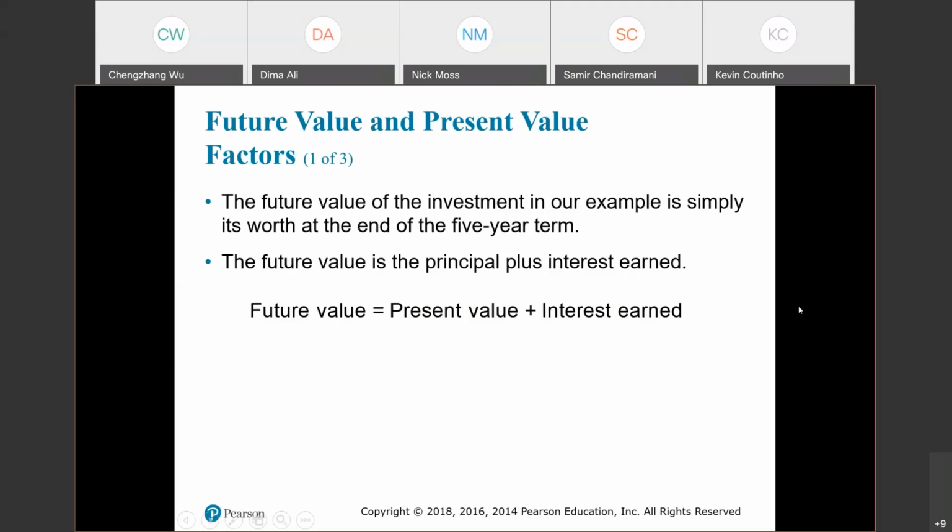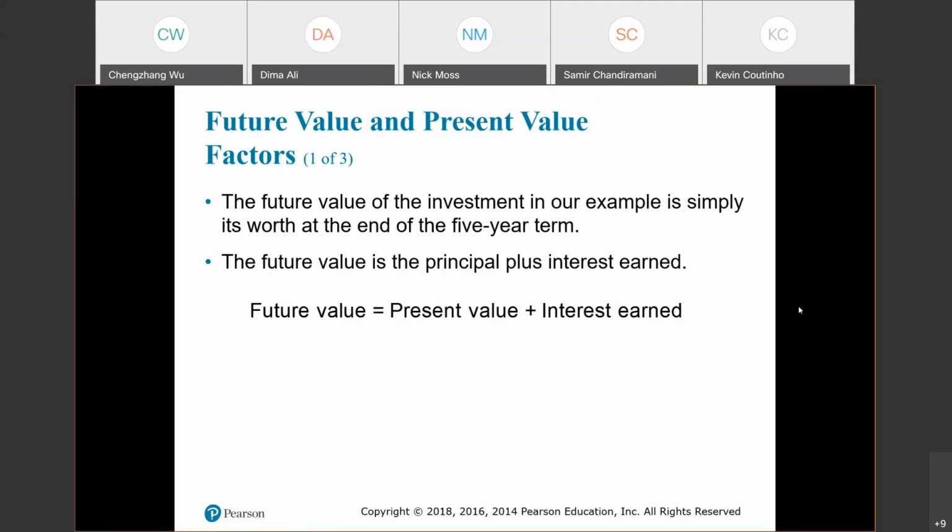Next, I would like to introduce future value and present value factors. The future value and present value of an investment simply refers to the value of an investment at different points of time. We can calculate the future value or the present value of any investment by knowing three things.